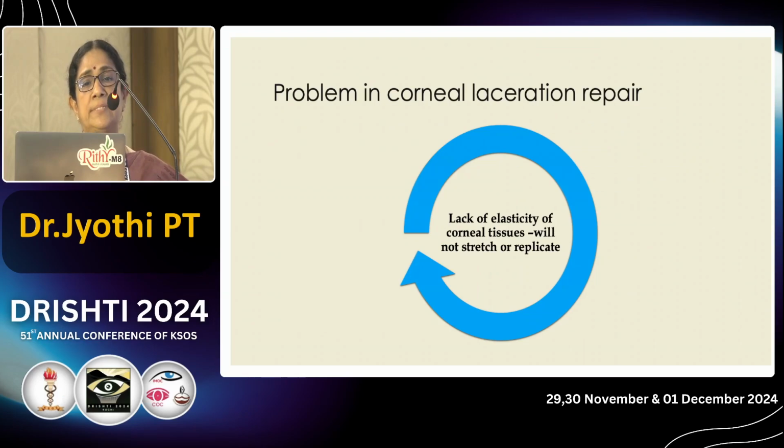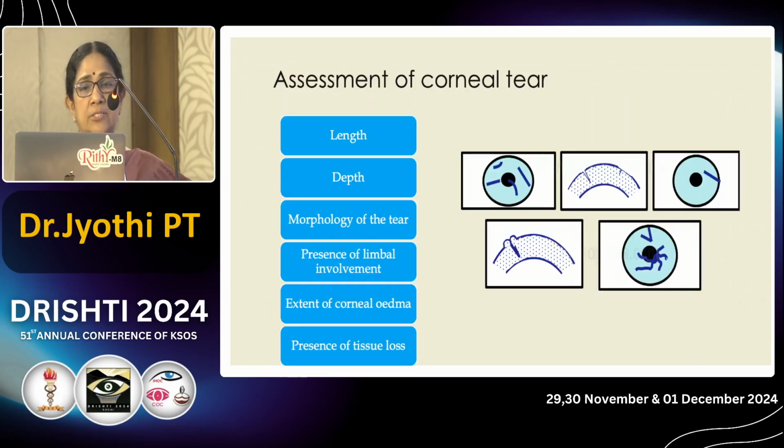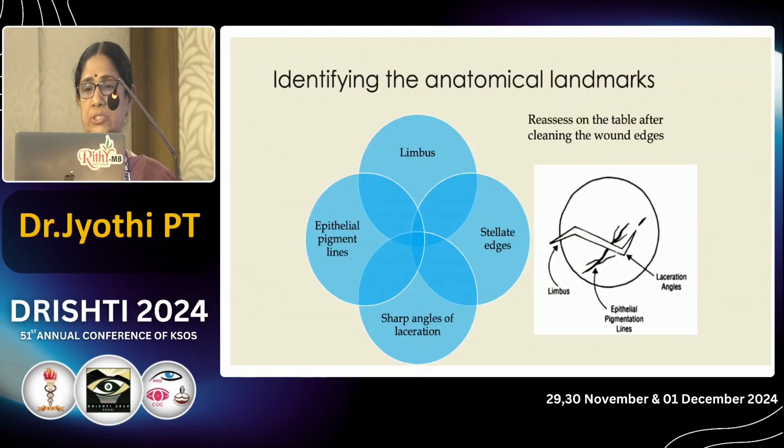So what are the problems that we come across in corneal laceration repair? The lack of elasticity of the corneal tissues, which will not stretch or replicate. The goals of surgical repair are to achieve a watertight globe and maintain structural integrity, prevention of complications like glaucoma and infection, and the final goal should be an optically clear, smooth curvature of the cornea and a good visual outcome. So when you see a corneal tear, assess the length of the tear, depth of the tear, morphology of the tear, presence of limbal involvement, extent of corneal edema, and presence of tissue loss.